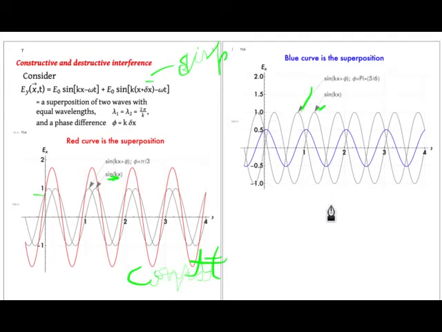That's the blue curve. The blue curve is now the superposition. But it's a superposition of waves with a large phase shift, large meaning close to pi. In fact, if the phase shift were exactly equal to pi, then E1 would just be minus E0. Let's call this E1. And let's call this E2.